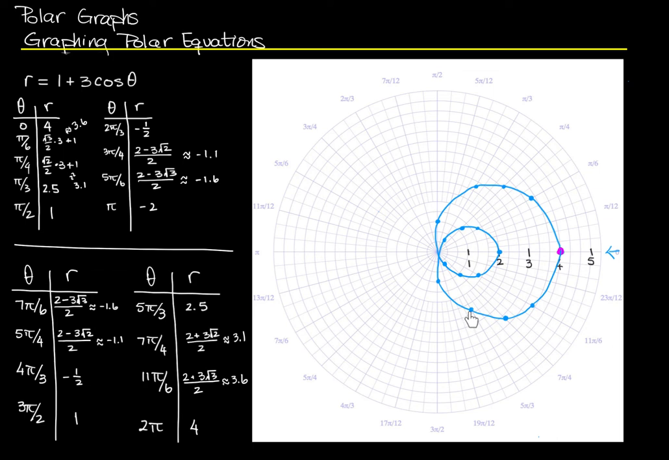So this point is in the wrong place. I'm going to move it to where it should be, which is here. And then I'm going to erase, I'll do this off screen, I'm going to erase these 2 lines, and I'm going to reconnect them.